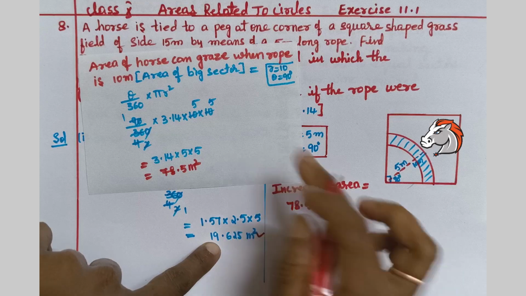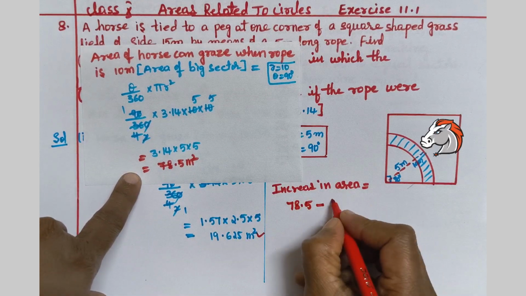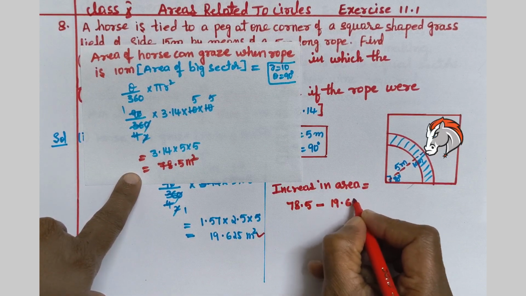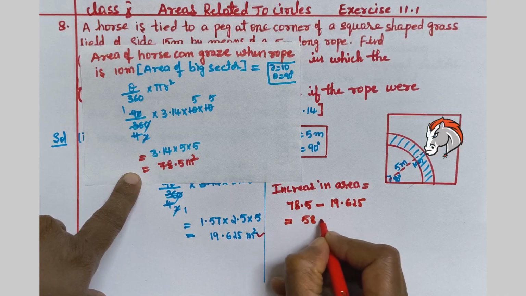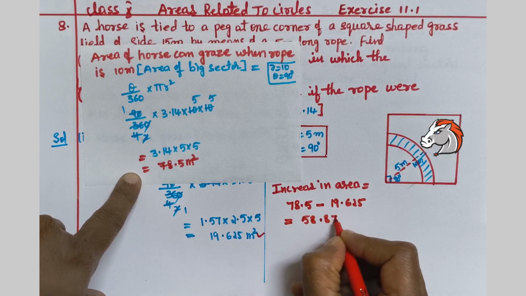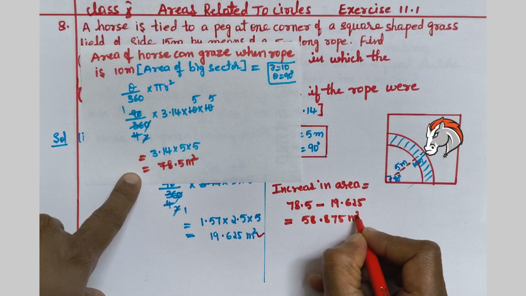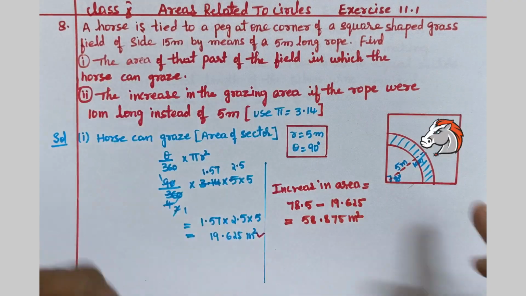78.5 minus small sector area. This is 19.625. This 2 minus 2 means you will get 58.875 meter square is the answer. This is the answer. So once again I will repeat.